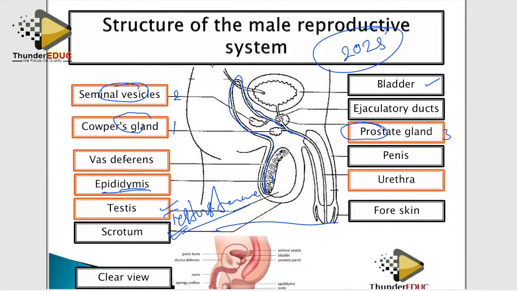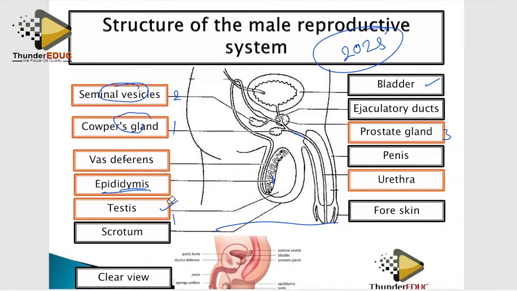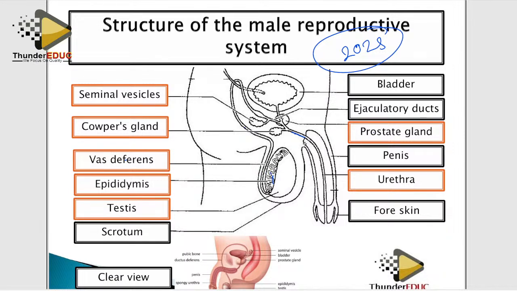Then you have the bladder, which is not a part, it's just to show the locations. Then the ejaculatory duct is just that part where the urethra joins together with the what? With the vas deferens. Then you have the penis. Even if I don't ask you the function, everyone knows the function of a penis. Yeah, it's basically to transport.